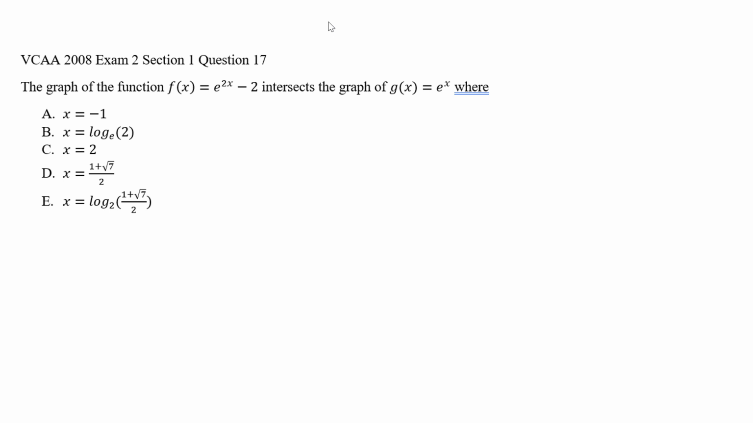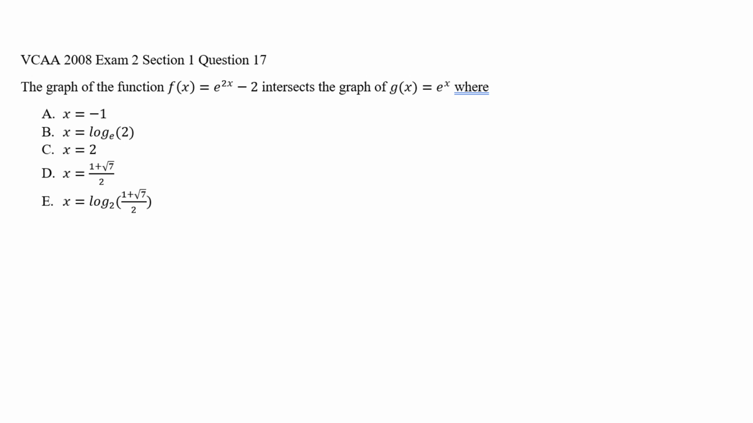So we are going to be looking at a VCAA 2008 Exam 2, Section 1, Question 17. The graph of the function f of x is equal to e to the power of 2x minus 2 and intersects the graph of g of x is equal to e to the power of x. So the first way I looked at this was making them equal because we're looking at wanting to find the intersect and then solving for x, and you can put it onto the calculator.